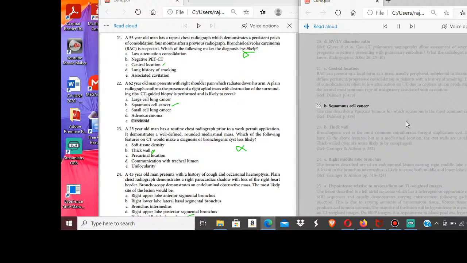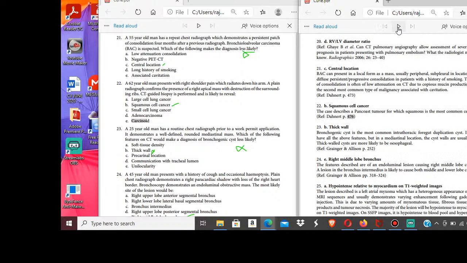22. B. Squamous cell cancer. The case describes a Pancoast tumor, for which squamous is the most common cell type. Ref. Dähnert, page 400.